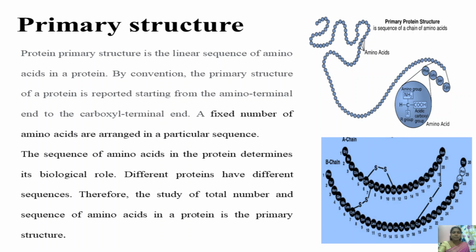The sequence of amino acids in a protein determines its biological role. Different proteins have different sequences. Therefore, the study of the total number of sequences of amino acids in a protein is the primary structure. This picture I have already shown you in the previous video also. This is the structure of insulin, where you have A chain and B chain, and the number of amino acids in A chain and the position of disulfide linkages depict the primary structure of a protein.